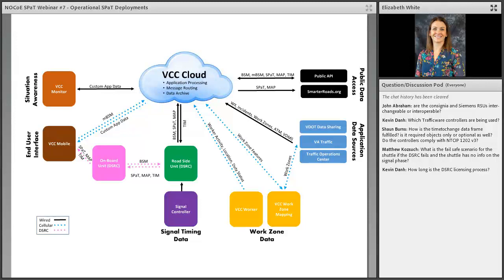The VCC Cloud also exchanges data with two applications that VTTI has created called VCC Mobile and VCC Monitor. Those are shown in the brown boxes on the left here. VCC Monitor is a web-based situational tool that we use for monitoring activities and events within the VCC environment. And we use that tool to monitor all of the equipment in the field in real time.